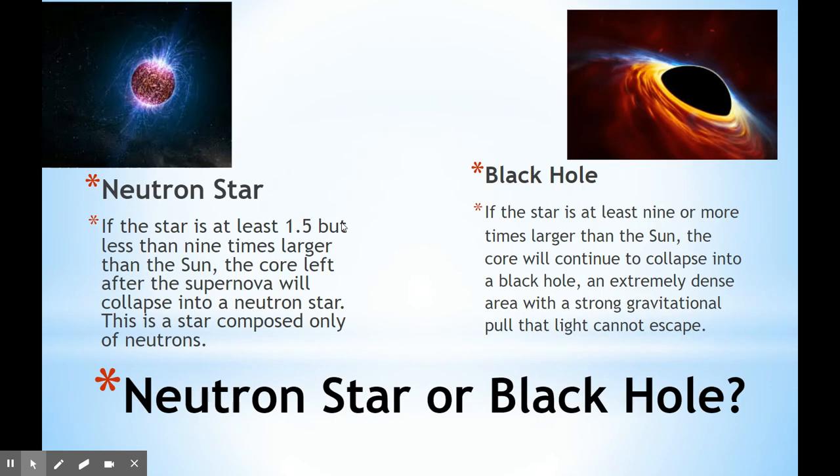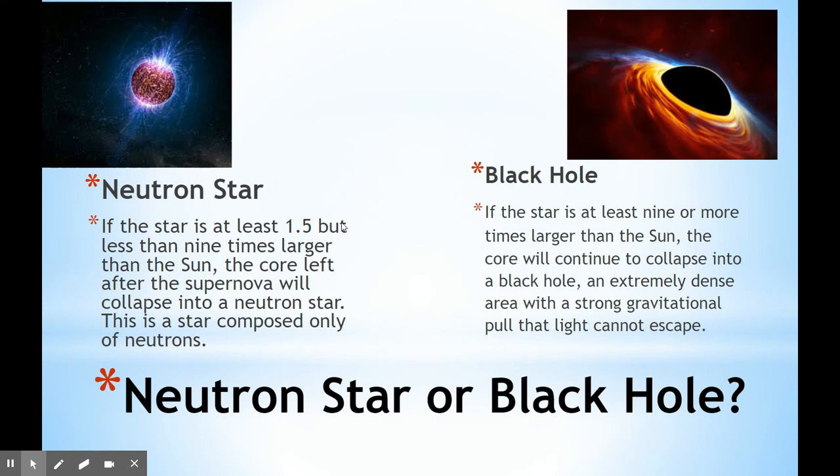Now, going back to the supernova, we mentioned that there are two things that can happen after a supernova, again depending on its mass. If it's a lower mass supernova, then it will become what we call a neutron star. If the star is at least 1.5 but less than 9 times larger than the sun, the core left after the supernova will collapse into a neutron star. This is a star composed only of neutrons, and we should remember that from our chemistry unit.